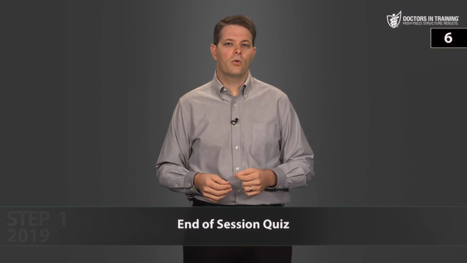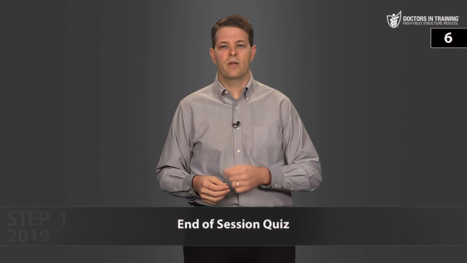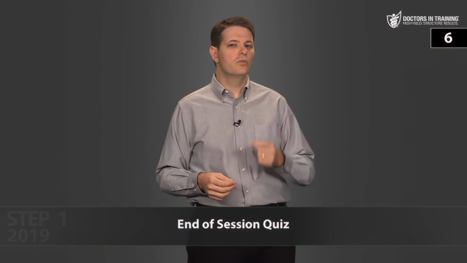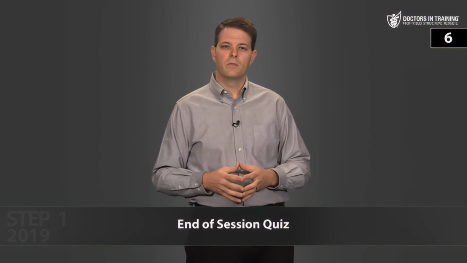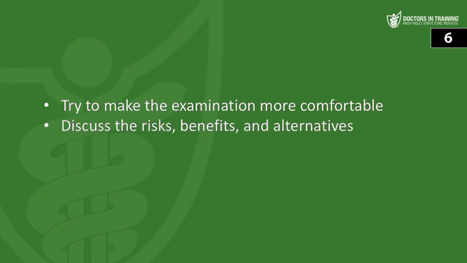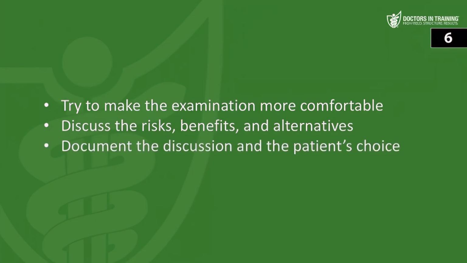Next, a 36-year-old woman has a first-degree relative who had breast cancer at age 40. You recommend a mammogram, but she refuses to have one because it's too painful. So what do you do? Well, first of all, you want to investigate whether there's something that you can do to make the exam less painful, more comfortable for the patient. And second, you're going to discuss the risks, the benefits, and the alternatives, including the risks of not having the procedure, and then document this discussion and the patient's choice.